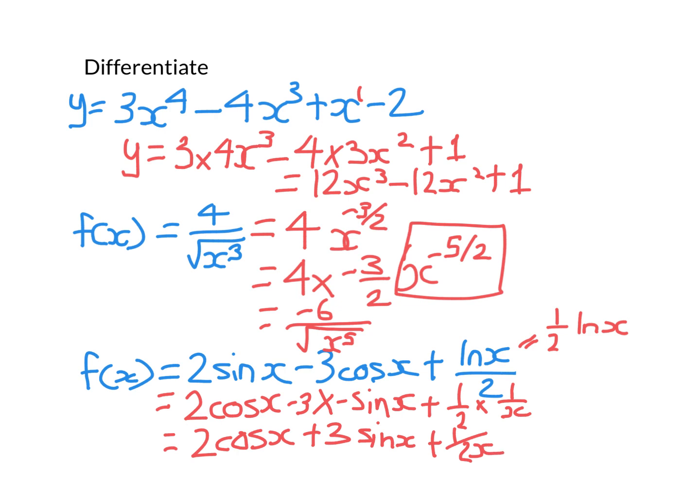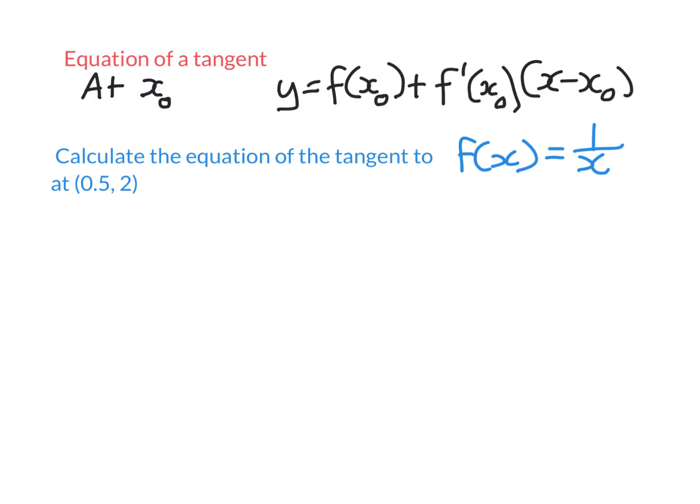Alright, let's now look at using this to find the equation of a tangent. So for the equation of a tangent at some value for x on the curve, we can use this formula to find the equation of a tangent. So it's the function evaluated at that point plus the derivative, so that's the gradient of the tangent, times x minus the x value in which we're interested.